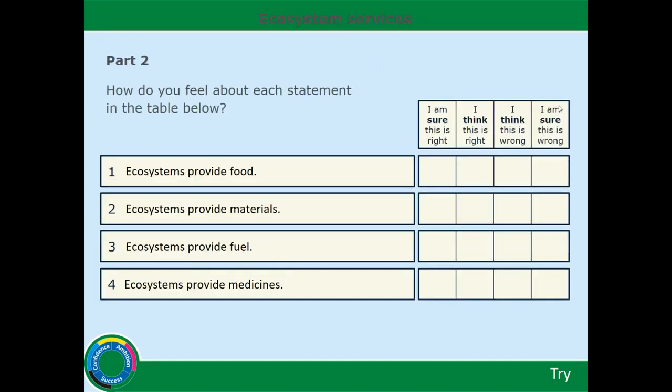Right, let's look at the second set of questions. Ecosystems provide food. Ecosystems provide materials. Ecosystems provide fuel. Ecosystems provide medicines. Say whether they are right or wrong.